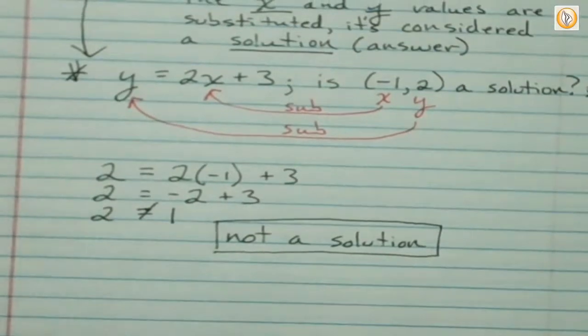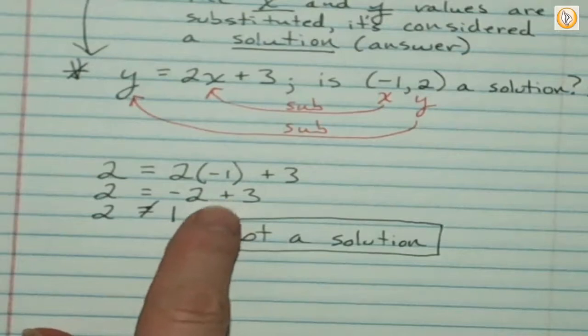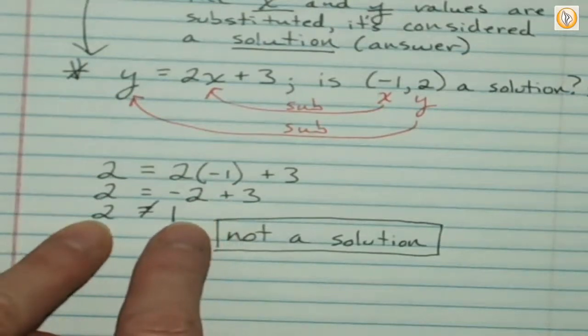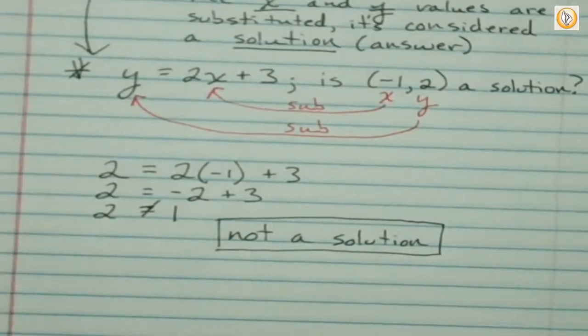So see what you're doing? You're just substituting to see if that ordered pair that they gave you is a solution. It's going to be yes or no type answers. Yes, it is, or no, it's not. If we substituted and worked it out and it was 2 equals 2, then that would be a solution.